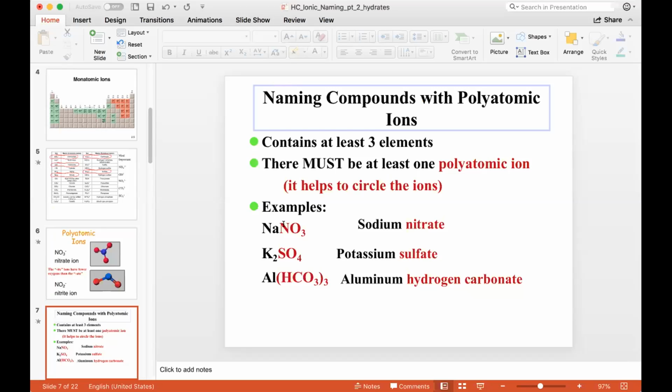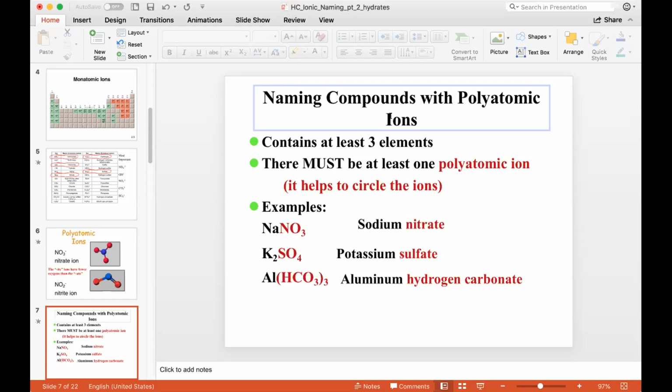It says NaNO3. You can identify that it has 3 or more elements, because we have this capital N in Na, that's sodium. There's another capital N, that's just nitrogen. And there's a capital O, that's for oxygen. So there's 3 different elements. You identify an element with a capital letter. So 1, 2, 3 capital letters: sodium, nitrogen, and oxygen. But it's not a compound where you name it with sodium, nitrogen, and oxygen.